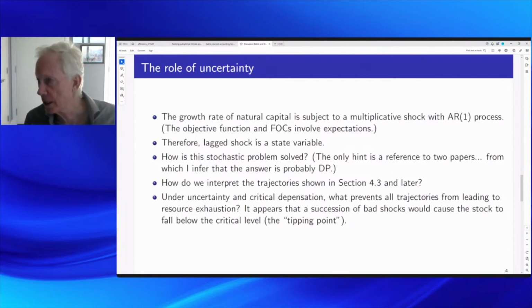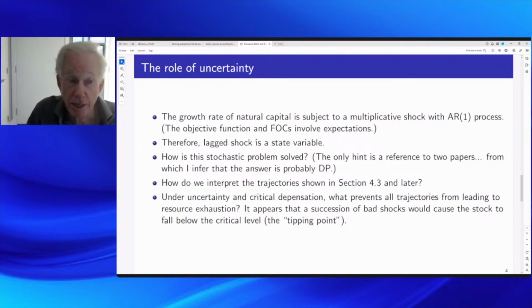One of the reasons why this seems important to me is that when you have uncertainty in critical depensation, then I ask what prevents all trajectories from leading to resource exhaustion. It just seems that you could have a succession of really unfortunate shocks that would cause the stock to fall below the critical level. And over time, the probability of getting such a succession of bad shocks seems very high. So I just found that part of the paper unclear, but that might have been the fault of the reader, me.